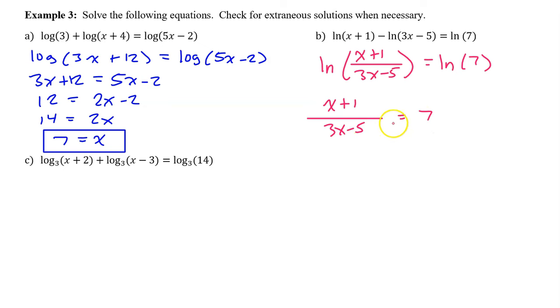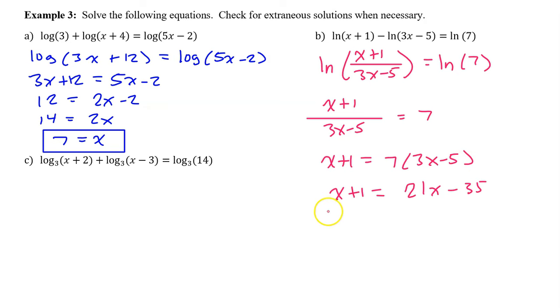must equal 7. Multiplying both sides of the equation by 3x minus 5 is going to leave us with x plus 1 is equal to 7 times 3x minus 5. Distributing the 7, we have x plus 1 is equal to 21x minus 35. Subtracting x from both sides, we have 1 is equal to 20x minus 35. And adding 35 to both sides, we get 36 is equal to 20x.